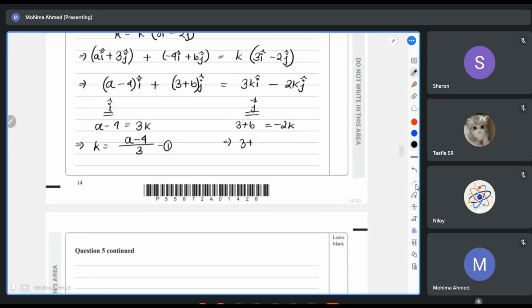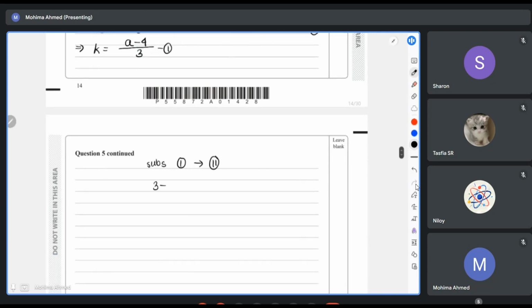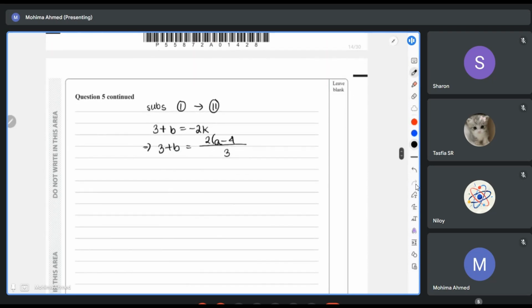So then we have 3 plus b, or I should better write it like this. This is equation 2, and I'm going to substitute 1 into 2. So 3 plus b is equal to minus 2k. Instead of writing k, 3 plus b is equal to minus 2 times (a minus 4) divided by 3. So obviously this was multiplied with negative 2. This 3 is taken to the left hand side, so it becomes 9 plus 3b, then minus 2a plus 8.